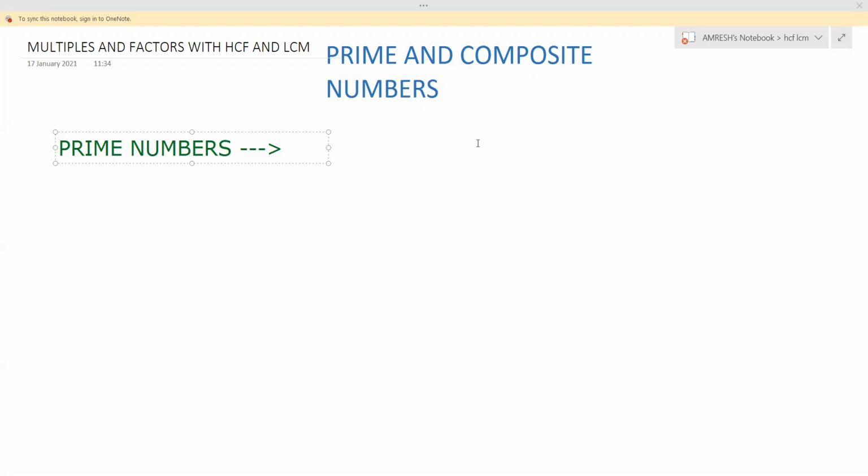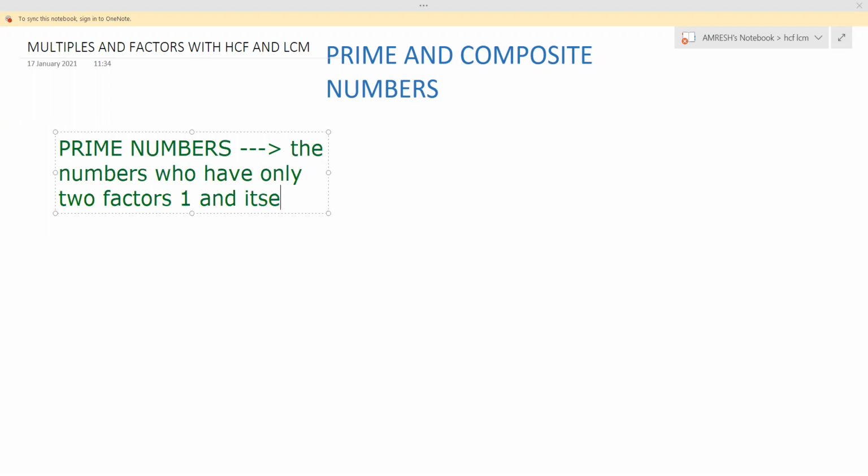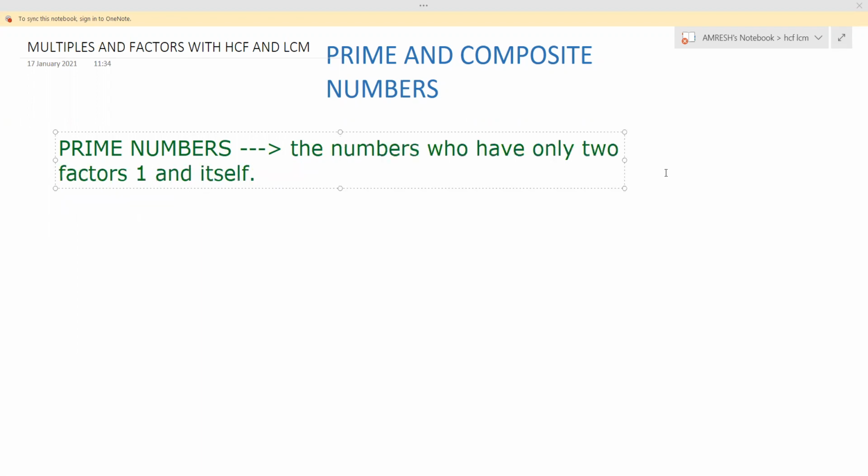So, what are prime numbers? Prime numbers means the numbers which have only two factors. Only two factors: one and itself. Some numbers are there which have only two factors, one and itself. So these are called the prime numbers.